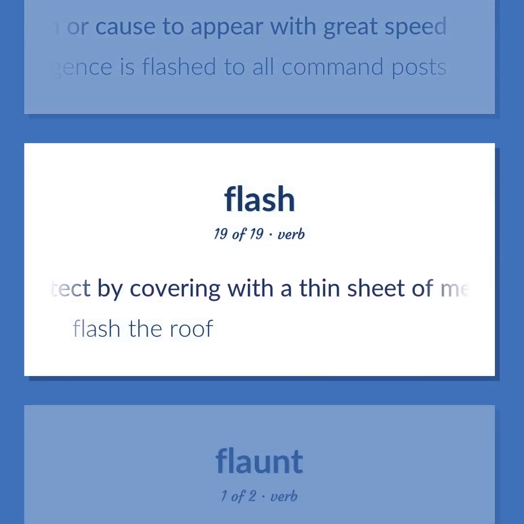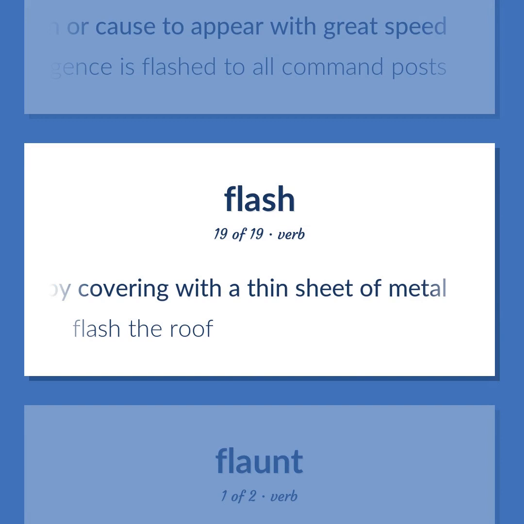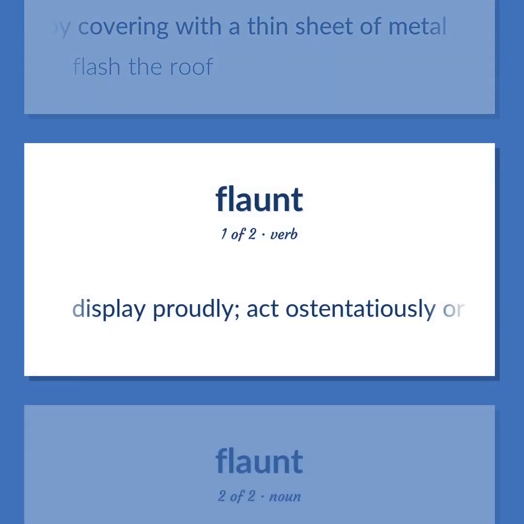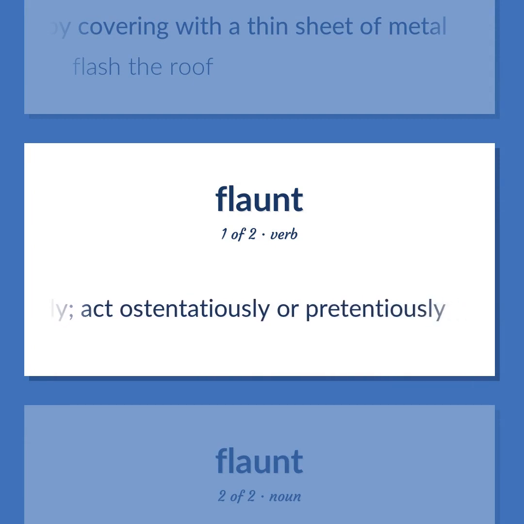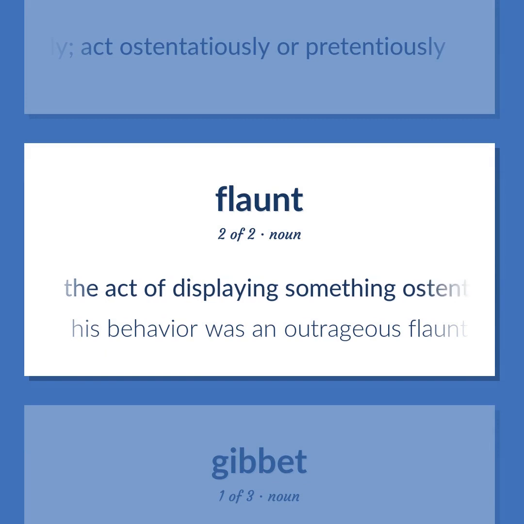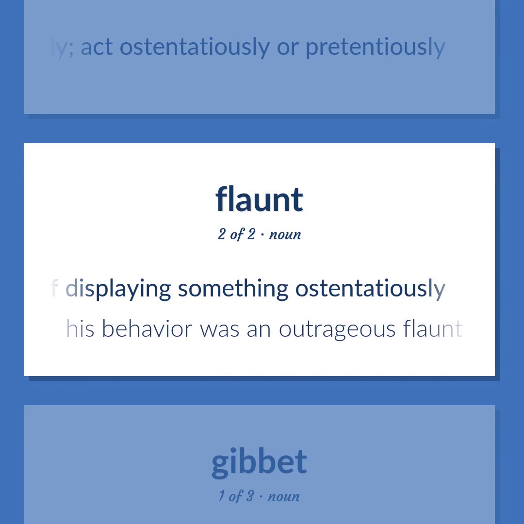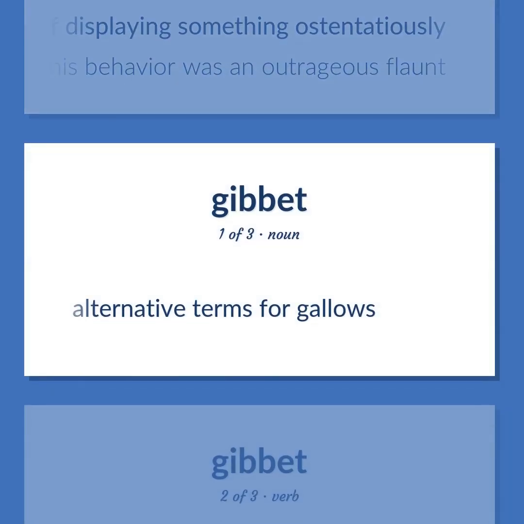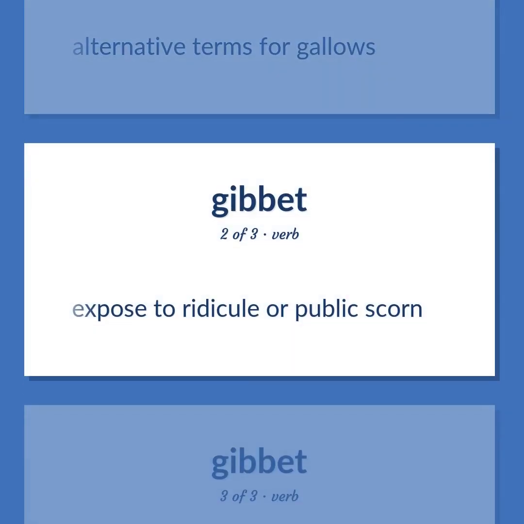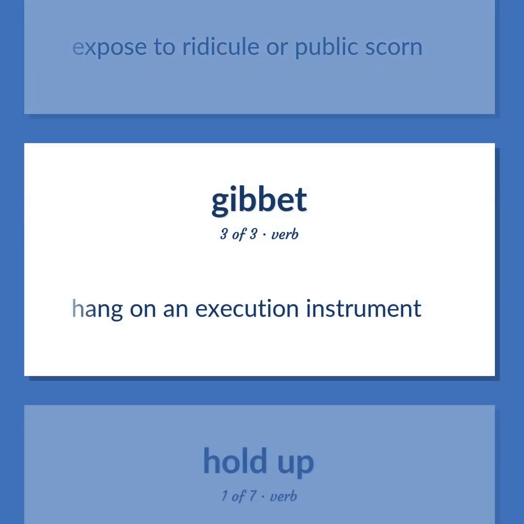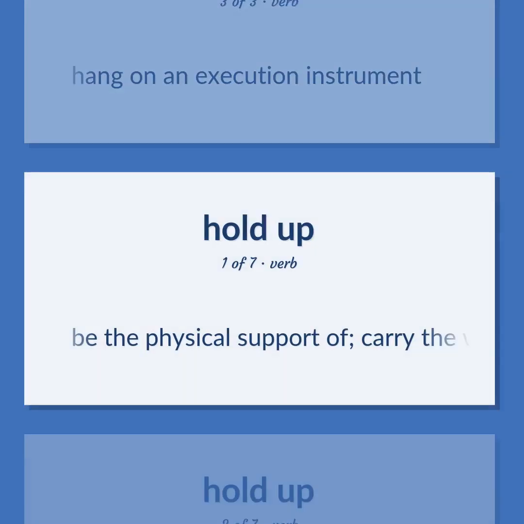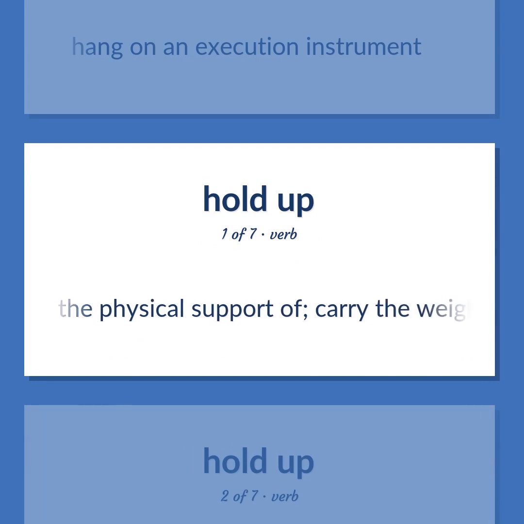Protect by covering with a thin sheet of metal. Flash the roof. Display proudly. Act ostentatiously or pretentiously. The act of displaying something ostentatiously. His behavior was an outrageous flaunt. Alternative terms for gallows. Exposed to ridicule or public scorn. Hang on an execution instrument. Be the physical support of, carry the weight of.